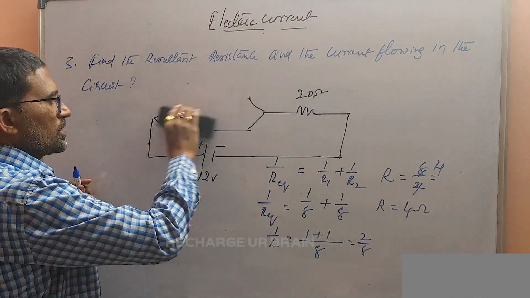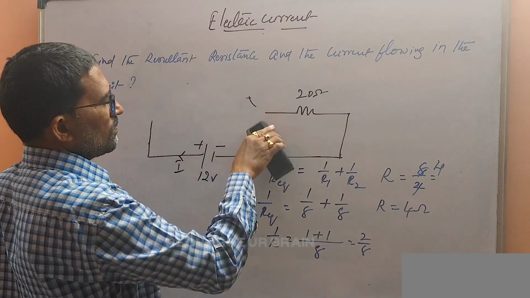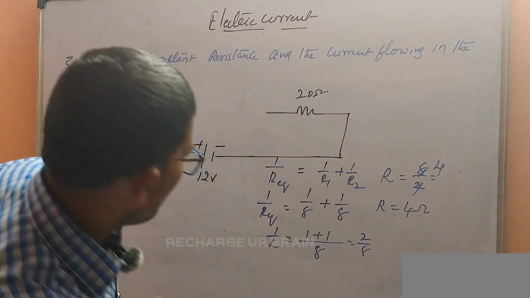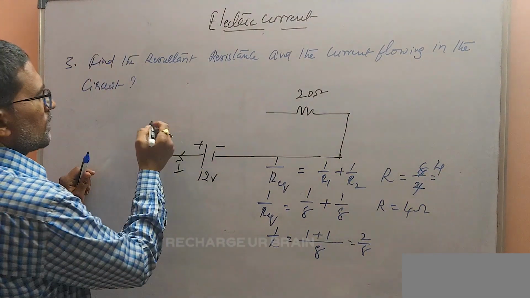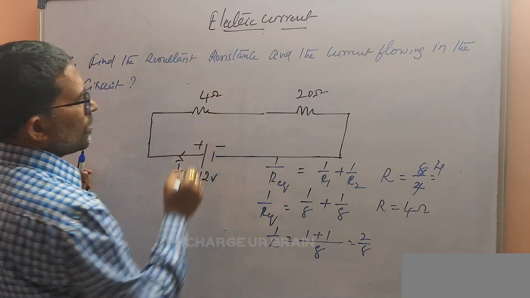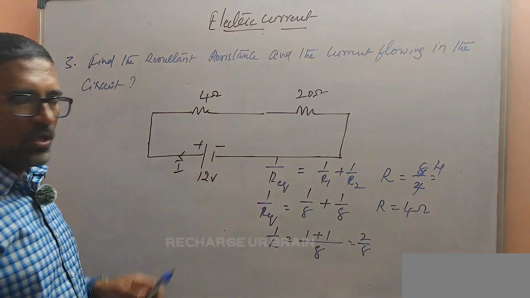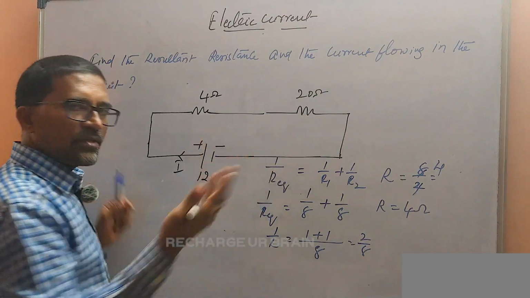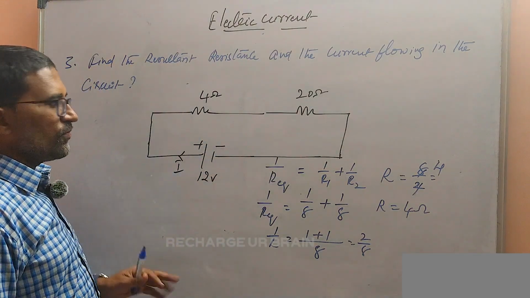Now, after this, I want to compress this circuit. In place of these 2 resistors, I will make this one a single resistance because I got the value 4 ohm. Sorry, I will complete the circuit. Now you are going to use that 4 ohm. Now these 2 resistors are connected in which combination? Series combination. For series combination we have the formula.